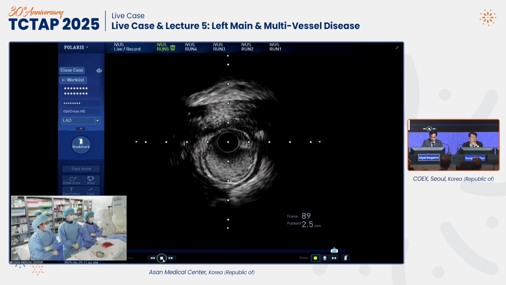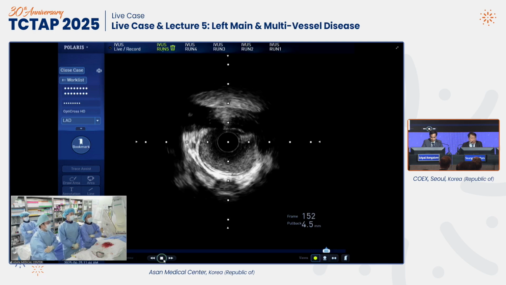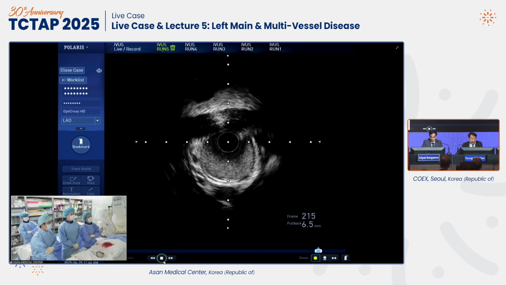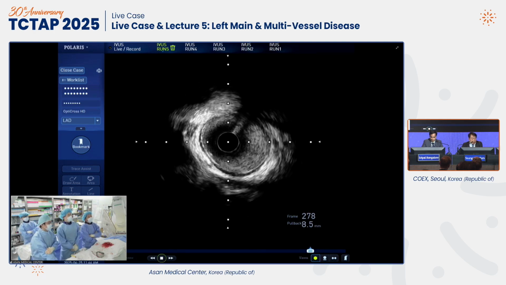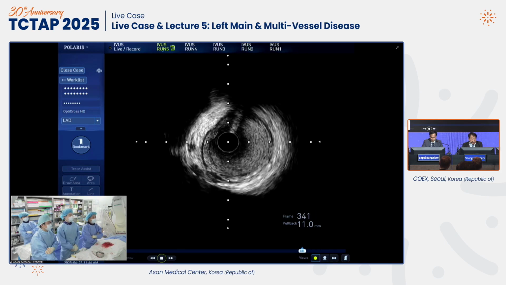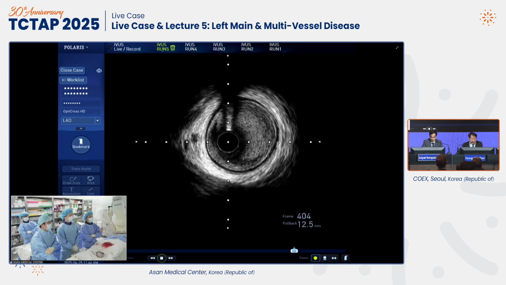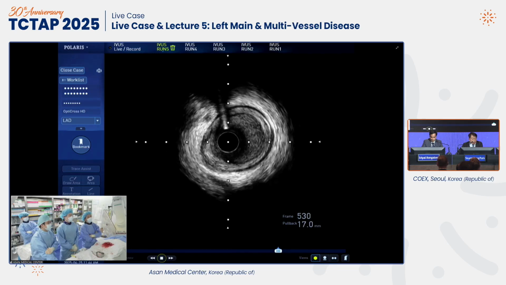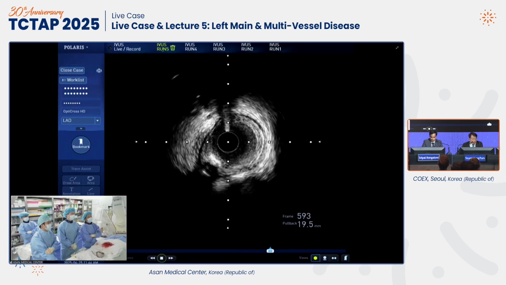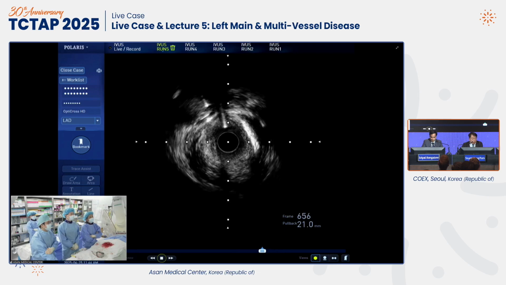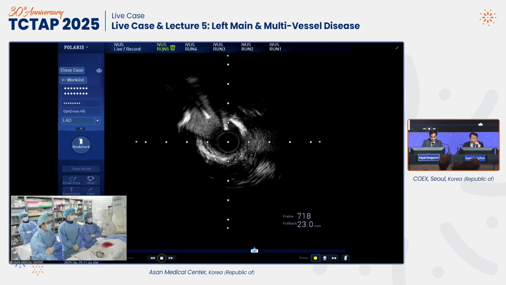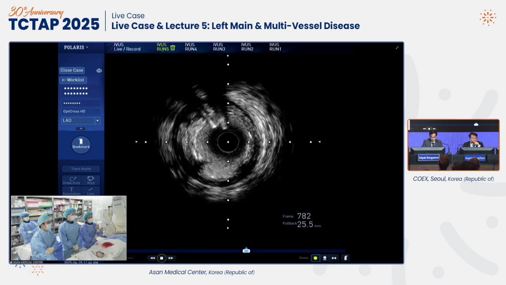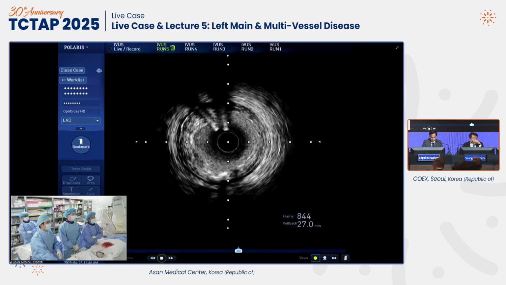First run. This is the LAD pullback from the mid LAD. The mid LAD is relatively small, and from here there is a relatively mild disease region with a vessel size of more than 3.0. There's a little bit of negative remodeling just distal to the bifurcation, and you could see that there are many branches coming into the mid LAD.